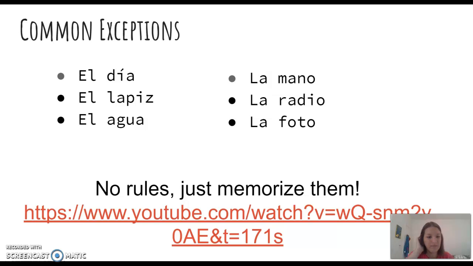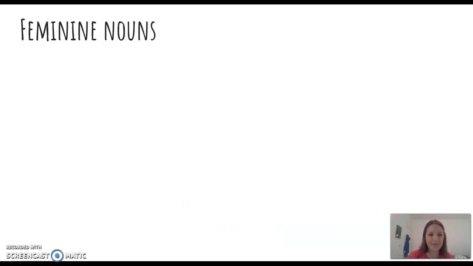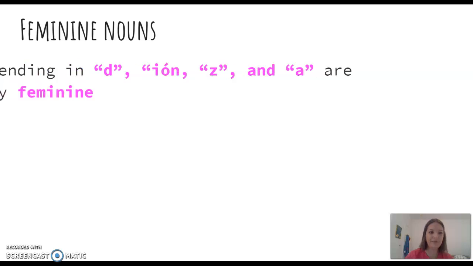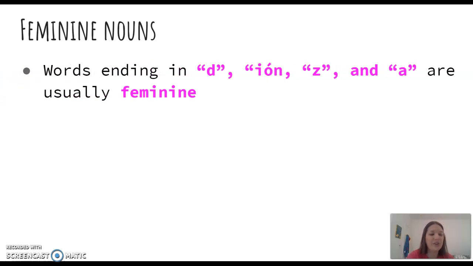All right, there's another video I'll probably show you guys in class here. There is a trick, though, that I find helpful in helping you determine which nouns are masculine and feminine. So if it does not end in O or A, but ends in one of these other combinations, this rule will help you, okay? So words ending in D, ion, Z, and A are usually feminine. Okay, so write those in. D, ion, Z, and A are usually feminine.